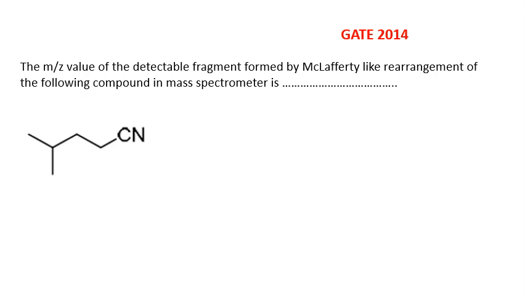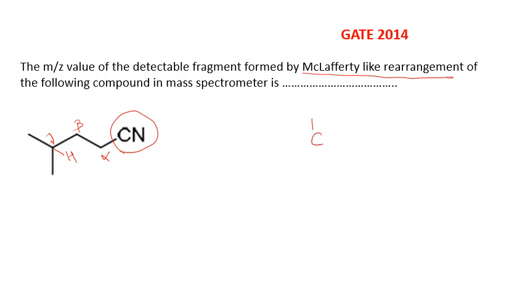Here the question states the m by z value of the detectable fragment formed by McLafferty-like rearrangement. Why is it called McLafferty-like rearrangement? Because we have seen McLafferty rearrangement in the case of carbonyl compound and benzene ring, but here we are having a nitrile group. So here we have to treat this like a carbonyl compound, and we have to write the product of McLafferty rearrangement. Now here again the requirement is gamma, alpha, beta and gamma. This gamma is having one hydrogen. Now we will write it in such a way so that we will show the cyclic 6-member transition state.